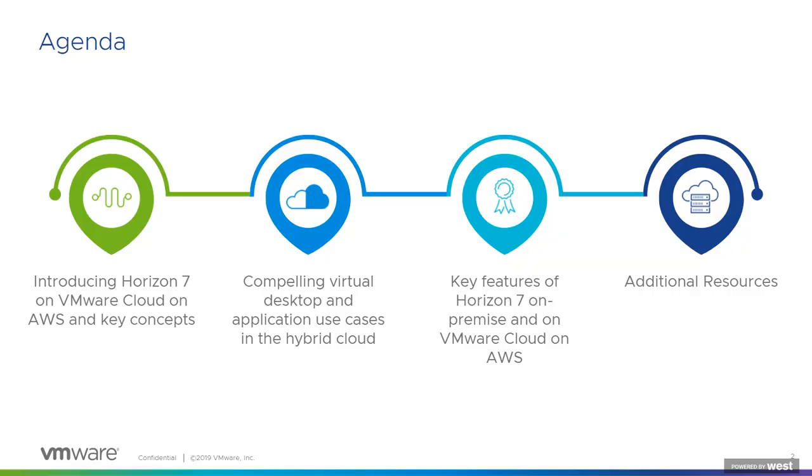Here's the agenda for today. First, I'll introduce Horizon 7 on VMware Cloud on AWS, as well as some of the key concepts. And then we'll talk about the use cases and why customers are using Horizon 7 on it. And then we'll go into the key features for Horizon 7, both for on-prem as well as on VMware Cloud on AWS. And then I'll finish by talking about some of the additional resources that are available to you.